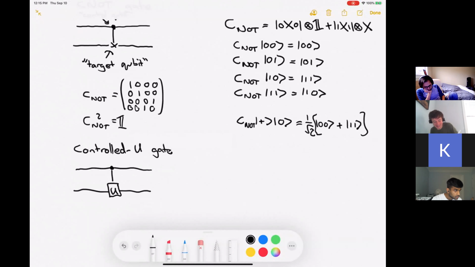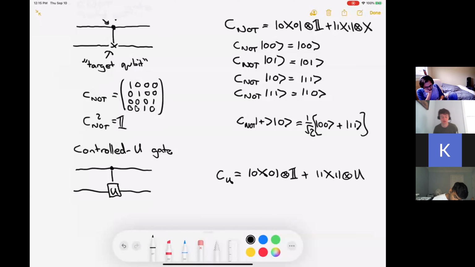So a controlled unitary gate, which I'll call maybe CU, just does nothing if the control qubit is in state 0. If the control qubit is in state 1, it applies the unitary. Okay? These things are going to be super useful, going to show up all the time.